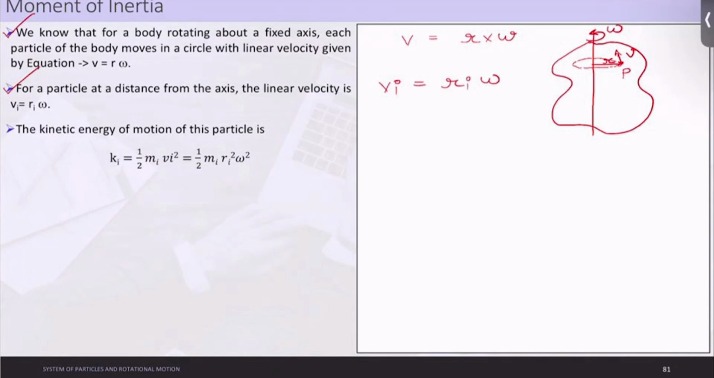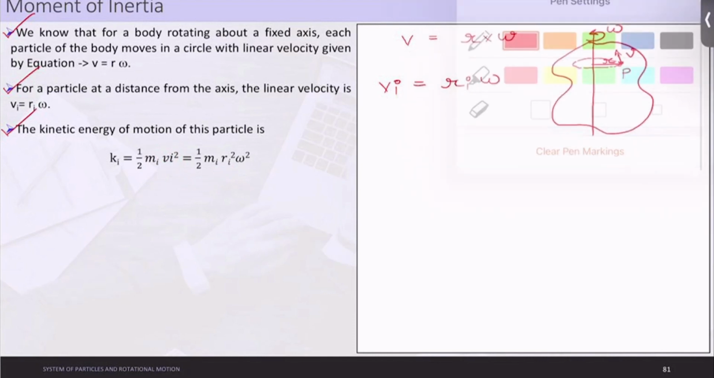Now, let us calculate the kinetic energy of the motion of this particle. Kinetic energy is equal to half mi vi square. In place of vi, we can write vi equal to ri omega. Therefore, this can be written as half mi ri square omega square. Clear till this position? Now let's move forward from here.